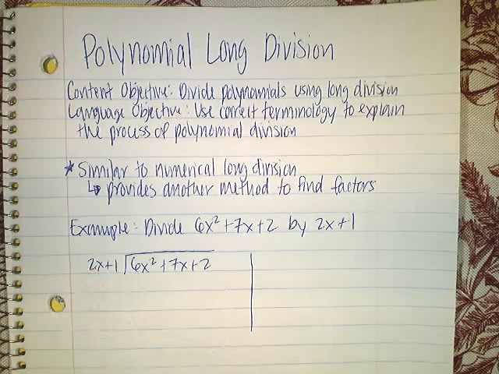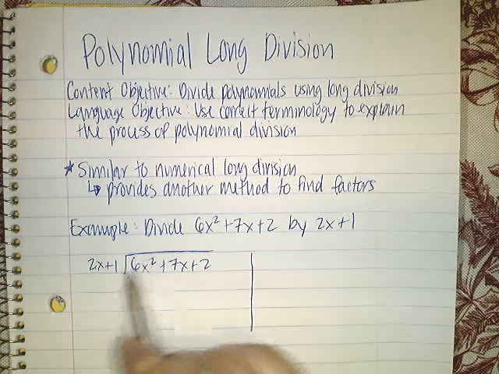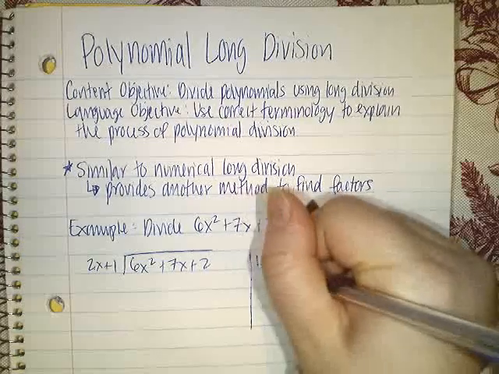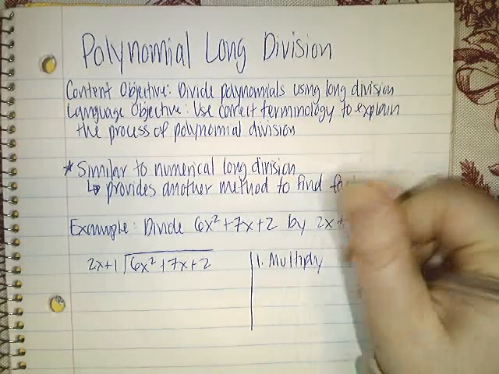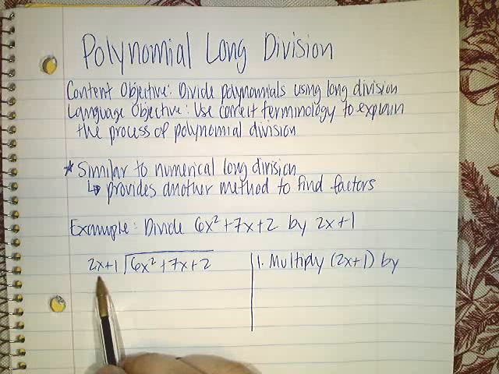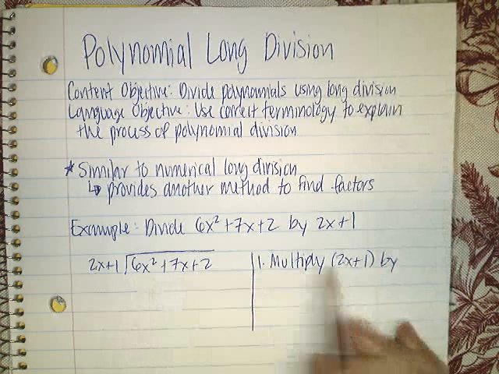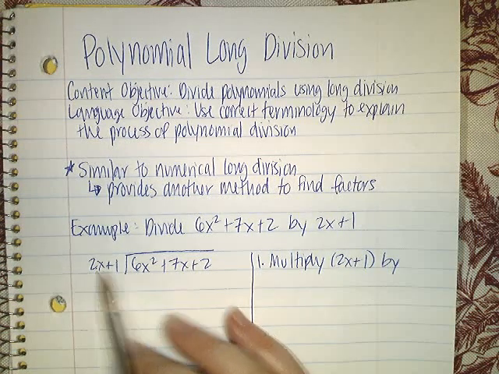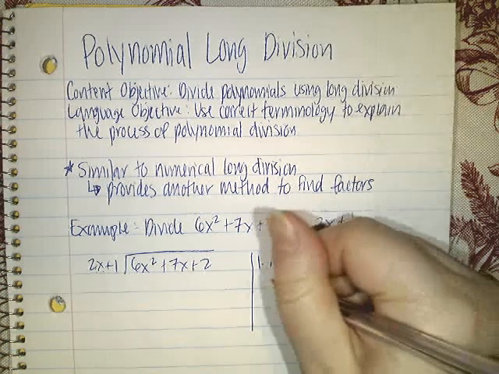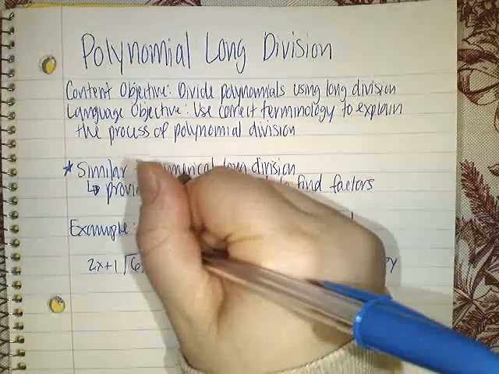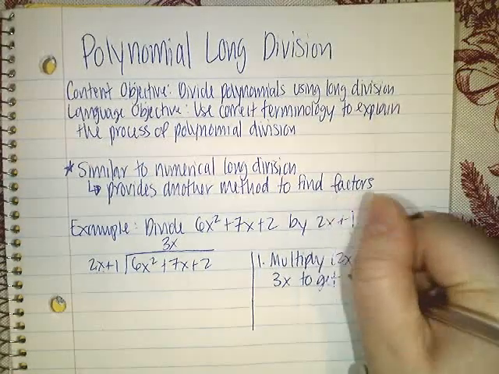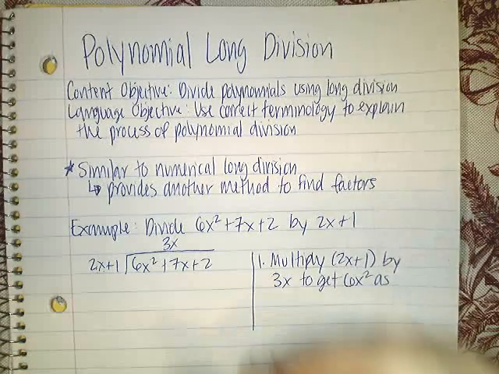I'm always trying to match up the first term in my binomial with the front term as I divide. So I'm going to start by multiplying 2x plus 1 by, well, this part takes some reasoning, or you can actually divide it out. What do I need to multiply 2x by to get 6x squared? 6x squared divided by 2x would be 3x. So I'm going to multiply by 3x, and I'm going to put this on top, 3x, to get 6x squared as the first term.